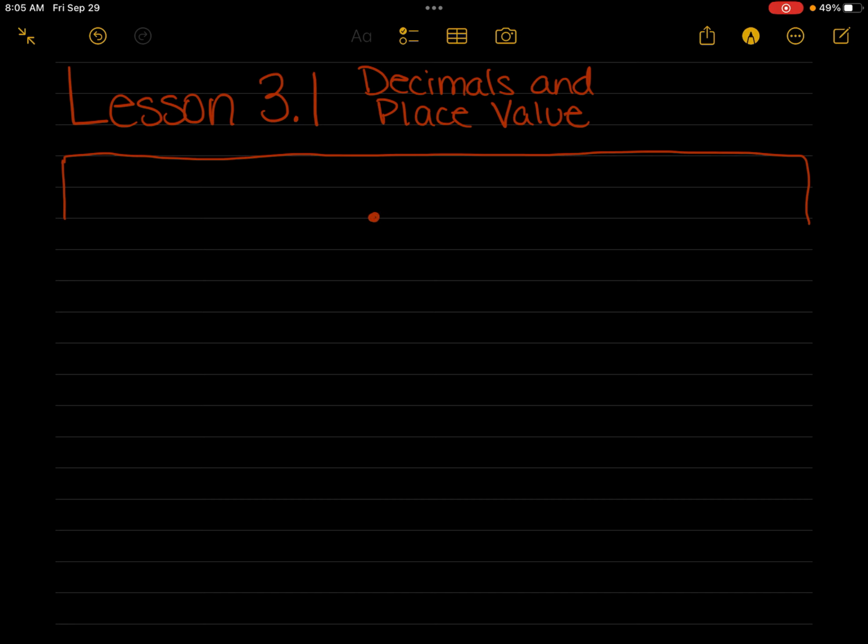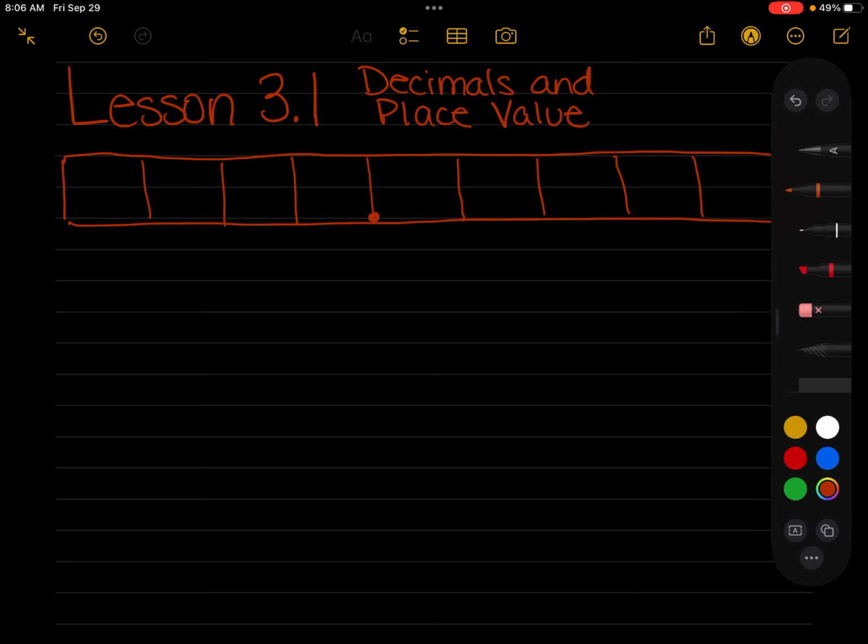So I'm going to put a decimal right here, okay? And then we are going to talk about each one of these places. So this is going to be a line here because we're going to have different places here. Okay, I made it a little bit long. We probably did not need all of that. Let me erase this. Oops, that is not what I meant to do. Okay, we'll just leave it there and work with it.